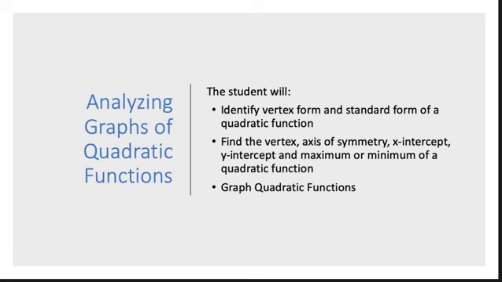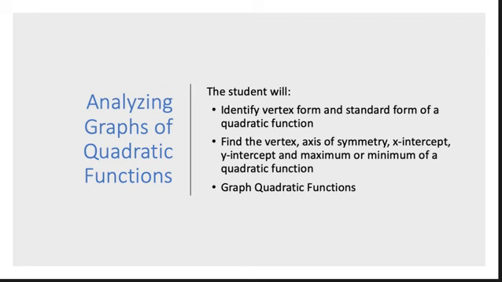Then we're going to look at the graphs of a quadratic function and identify visually the vertex, the axis of symmetry, the x-intercept, the y-intercept, whether that vertex is a max or a min of the quadratic function. We're going to do that visually, then we're going to do it algebraically. And of course, we're going to look at the graphs of quadratic functions.